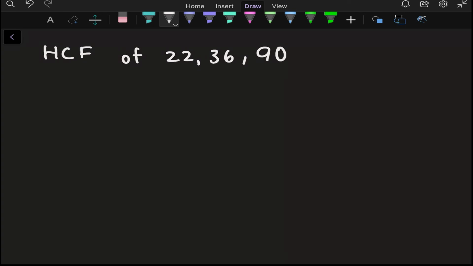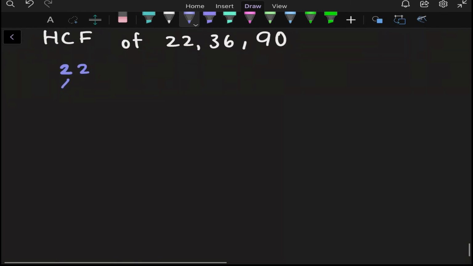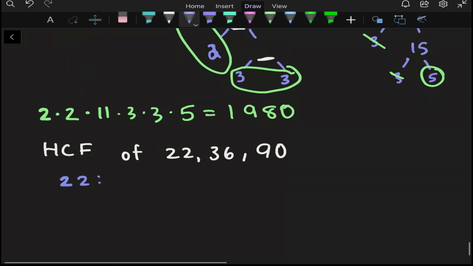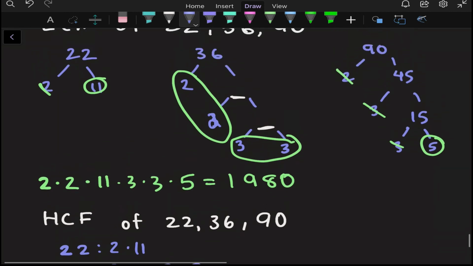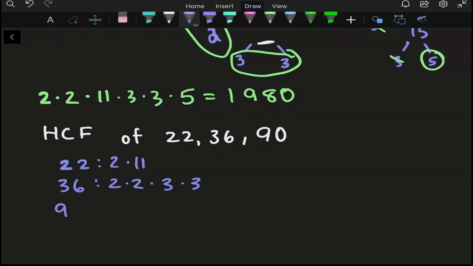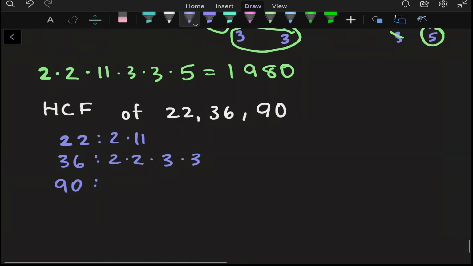Okay, so again, I'm going to do some trees just because they're fun. 22, I know, right? Actually, we don't have to do them. They're the same as above then, right? So we'll just write them. 22, 2 times 11, 36, 2 times 2 times 3 times 3. Is there another? Nope, that's it. And 90. 2 times 3 times 3 times 5.